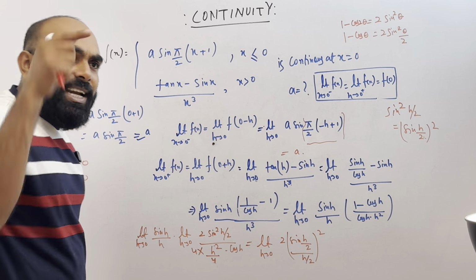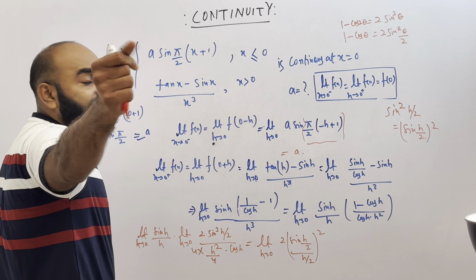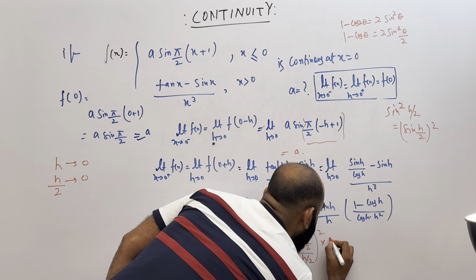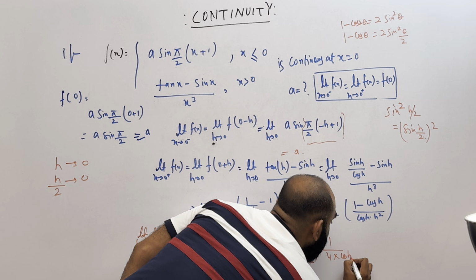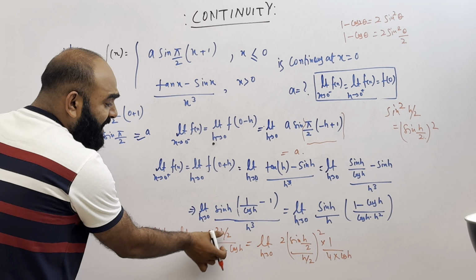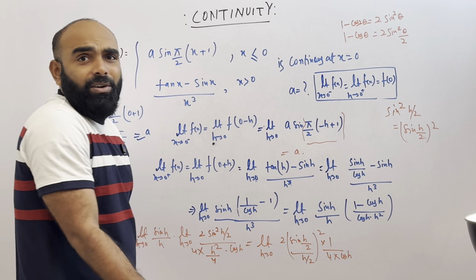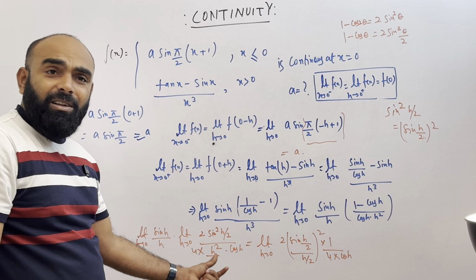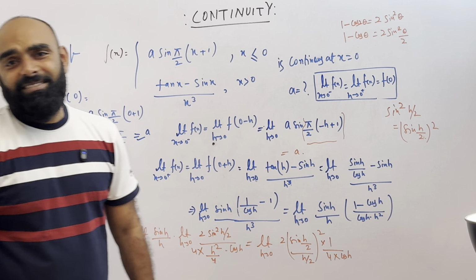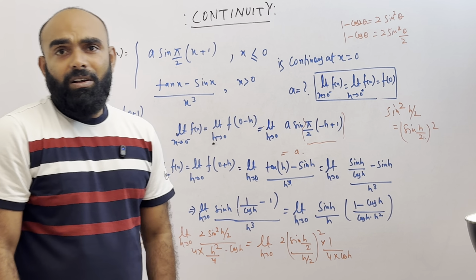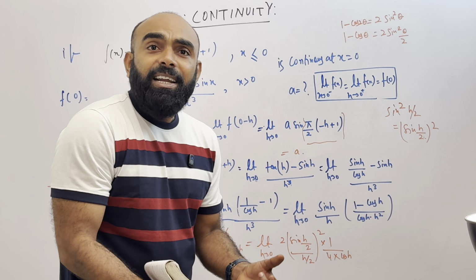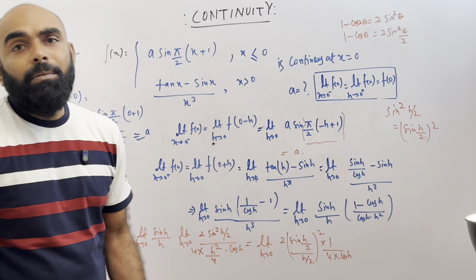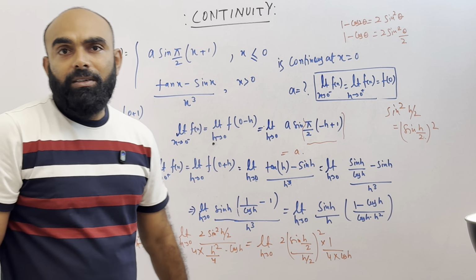Correct? Sin theta by theta when theta tends to 0, the value is 1 only. And we have 4 into cos h in the denominator, so 1 by 4 into cos h. You understand why this 4 came? Because I have to make this theta. h square by 4. I know the formula sin theta by theta when theta tends to 0 is 1. This I call just arranging the things so that I can use the basic formula for limit. Clear?